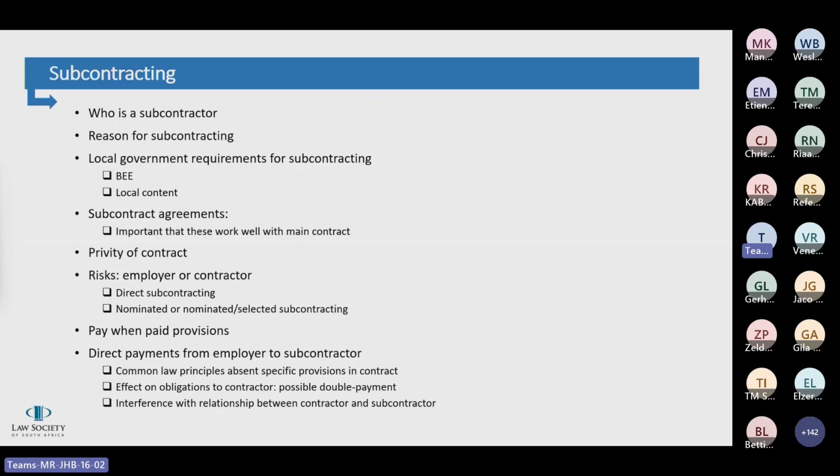And where it does so, the subcontract agreement, it's very important to understand, is separate from the main contract. And they need to work well with the main contract. That means you might need certain pass-through provisions, which we'll chat about a bit later. You have to properly allocate liabilities and deal with limitations of liability to fit with what the contractor's liabilities would be under the main contract.